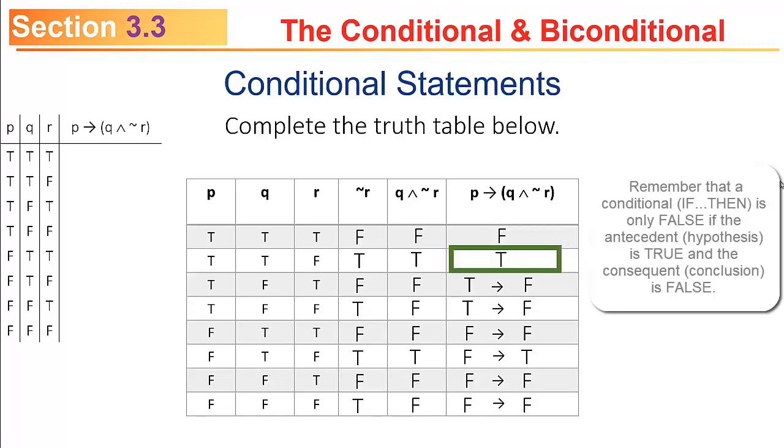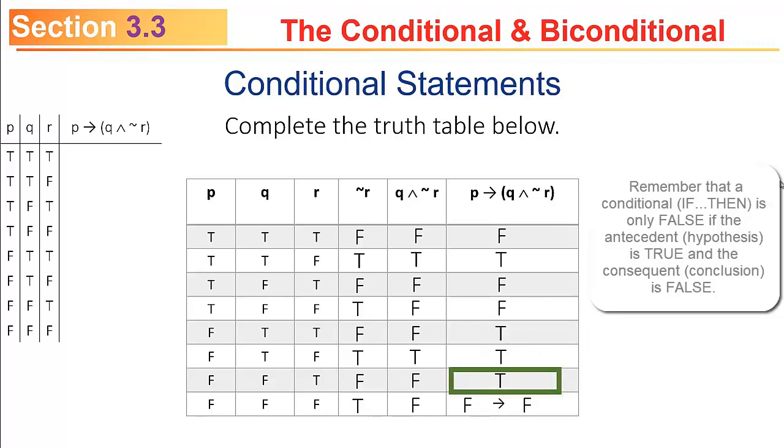So it's true here. There's a true implies false, so that's false. There's another true implies false, so that's false. The rest of them are not true implies false. So as you scan down the list, you're looking for true implies false. That particular thing is false. The rest of them are true. And voila, you have the truth table completed.